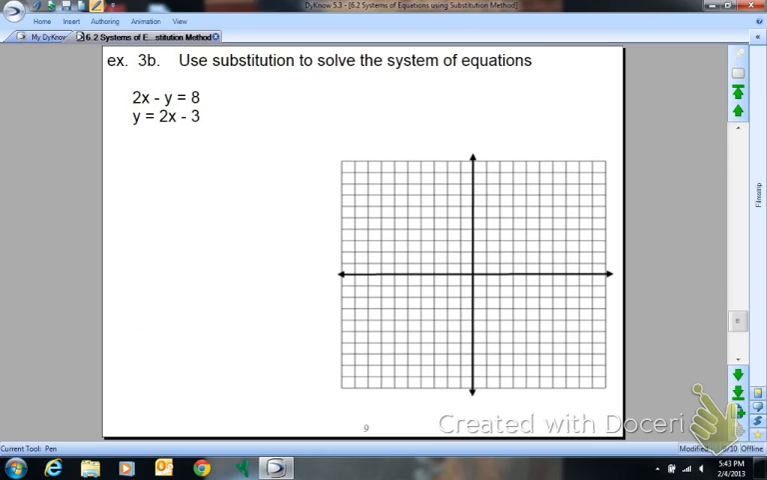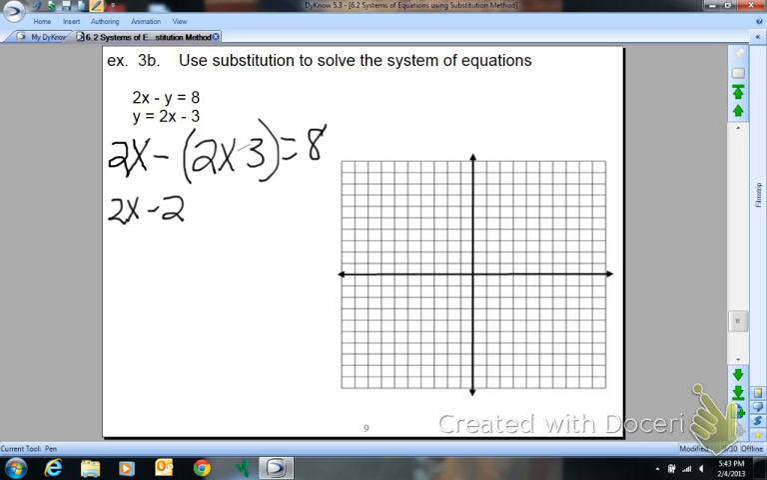Okay, example 3b. The second equation is solved for y, so I'm going to plug it in the first. That's 2x minus, and then put in parentheses, 2x minus 3 is equal to 8. Do the distributive property. The x's go away, so that's 3 is equal to 8. Is that a true statement? It is false, therefore the answer is no solution.